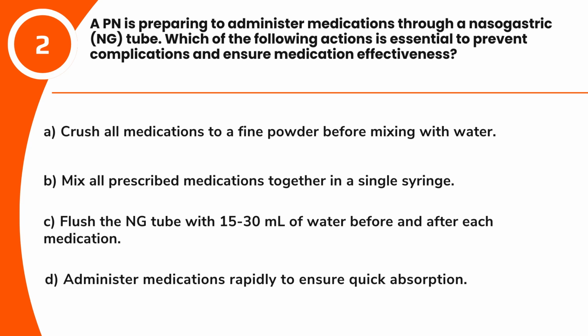A. Crush all medications to a fine powder before mixing with water. B. Mix all prescribed medications together in a single syringe. C. Flush the NG tube with 15 to 30 milliliters of water before and after each medication. D. Administer medications rapidly to ensure quick absorption.